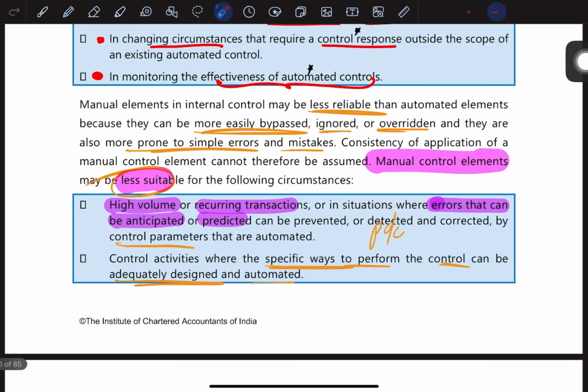Next, manual elements of internal control may be less reliable than automated elements because they can be more easily bypassed, ignored or overridden, and they are also more prone to simple errors and mistakes. So again, these are the cases where manual elements are considered better, but manual elements are not always suitable because they are more easily bypassed, ignored and overridden, and they are also prone to simple errors and mistakes. Next, they are telling you the cases where manual elements are not suitable.